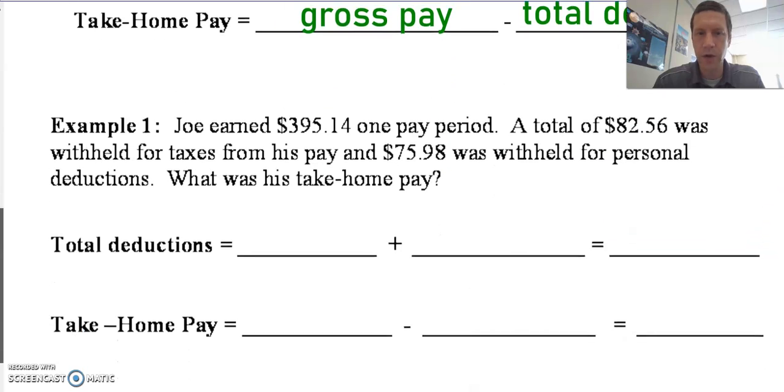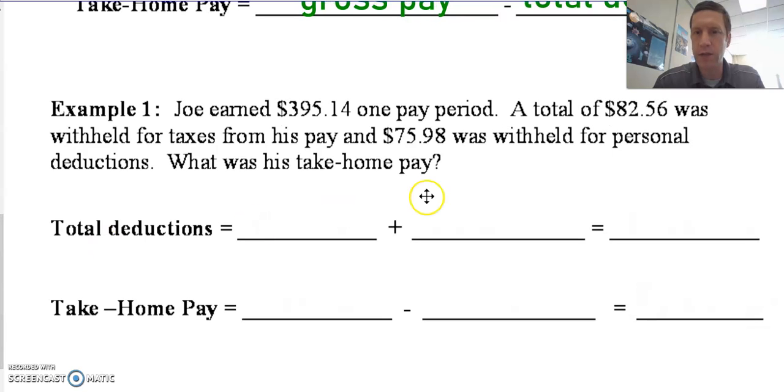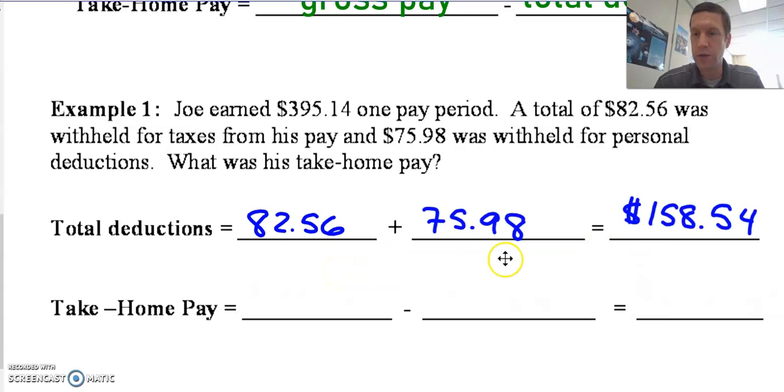So if we look at example 1 here, Joe earned $395.14 for one pay period. It says $82.56 was withheld for taxes and $75.98 was withheld for personal deductions. So that word withheld, that means that it was taken away from you, right? That's subtracted. So we add those two numbers up to figure out the total deductions. We get $158.54.